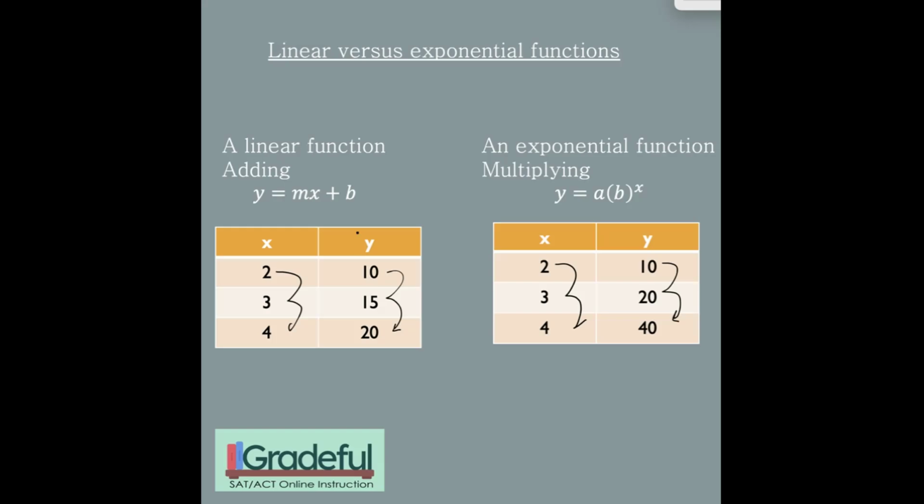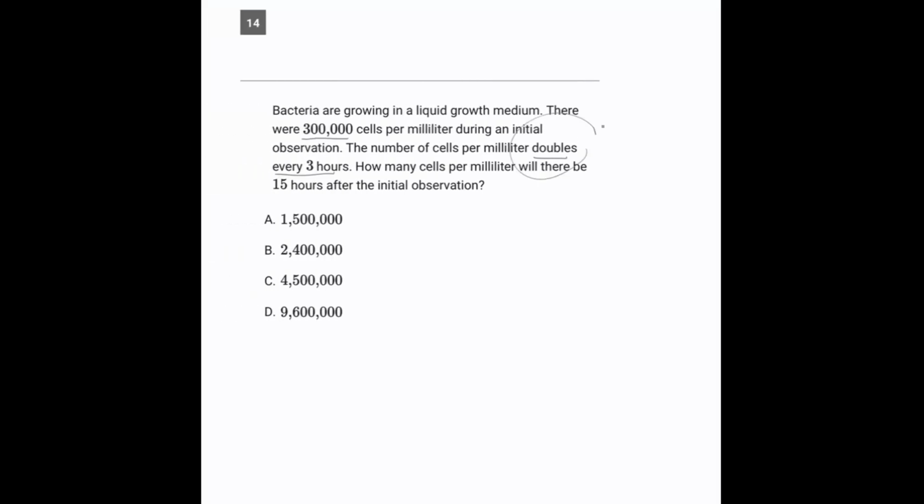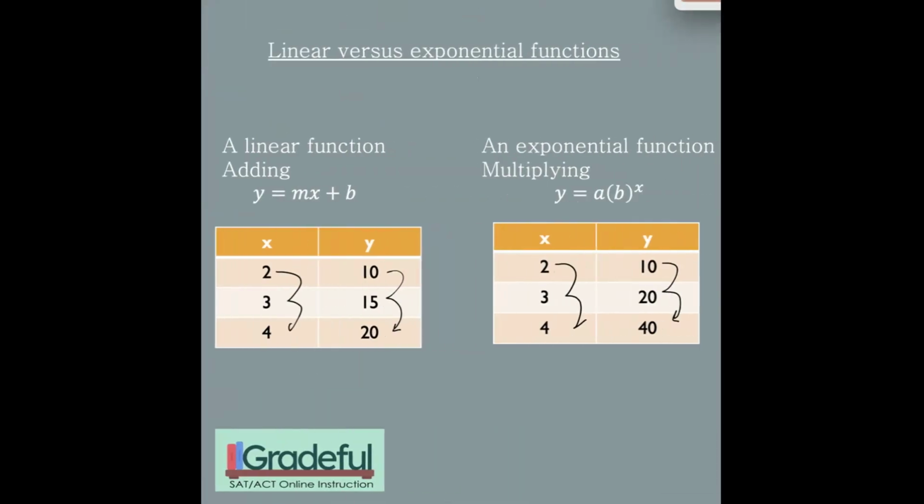If it's increasing through adding, it's linear. But if it's increasing through multiplying, it's an exponential. And that's what's happening here. Here it's doubling, which means we're multiplying by 2. And so let's get to know exponential equations a little bit better.